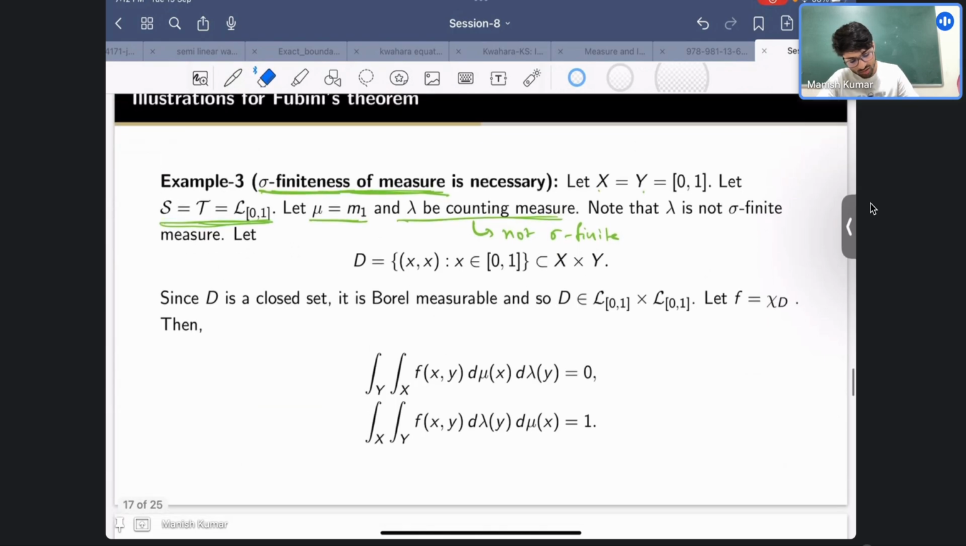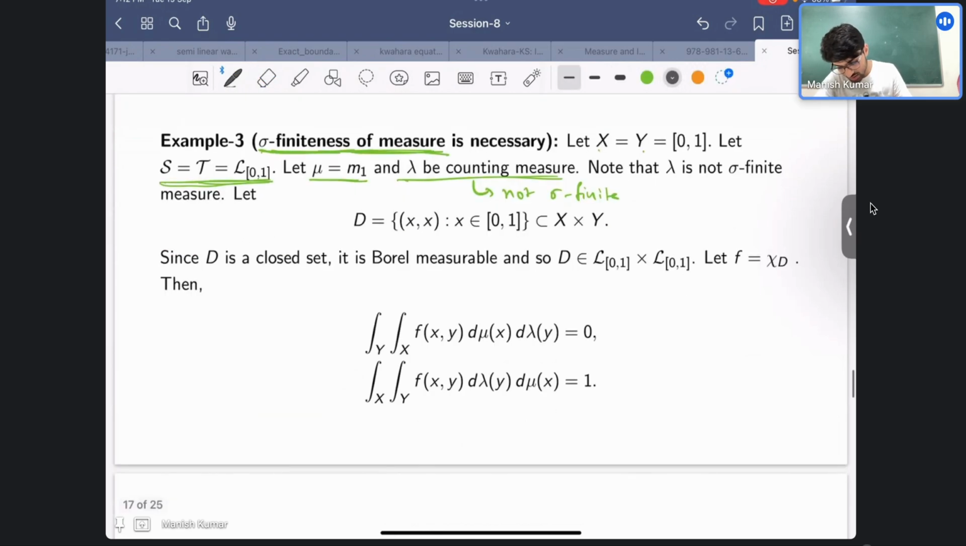So let's first see this one. Let's start with this quantity. First let us see what this D is, then I think it would be more clear. So this is your D, it's 0 1 cross 0 1, so let me make it in this way. So this is your 1, this is your 1, and D is this diagonal. So this is your D, and the function f is the characteristic function on D. So it is the characteristic function on this diagonal.